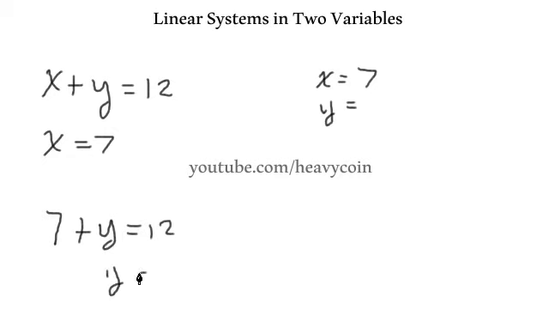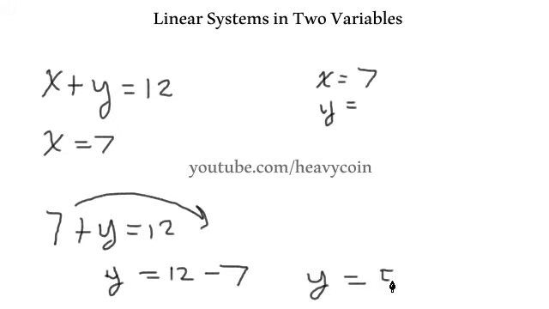and solve for y. So this becomes y is equal to, bring this 7 over to the other side makes it minus 7, and so we have y is equal to 5. We can check our work by taking both of our x's and our y's and plugging them in, right? So 5 plus 7 is 12. We can always check our work. We can also write this as an ordered pair, 7, 5, considering this is our x and this is our y. And let's look at a graph of both of these equations here.